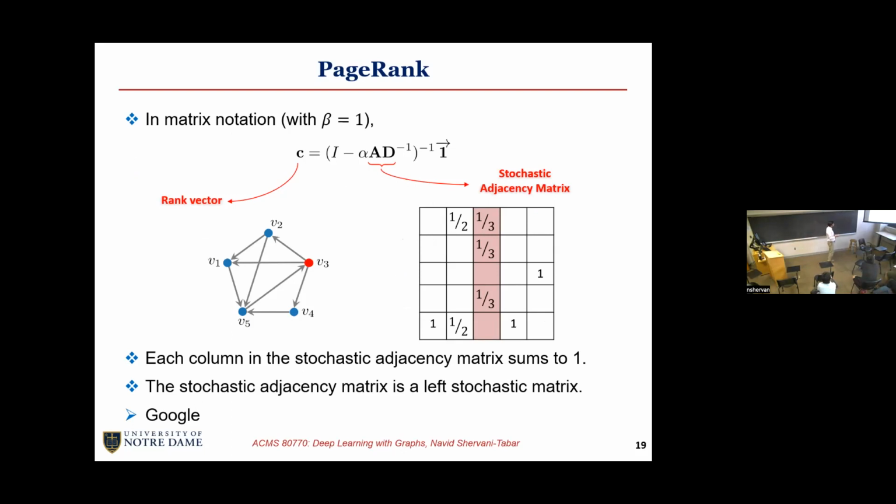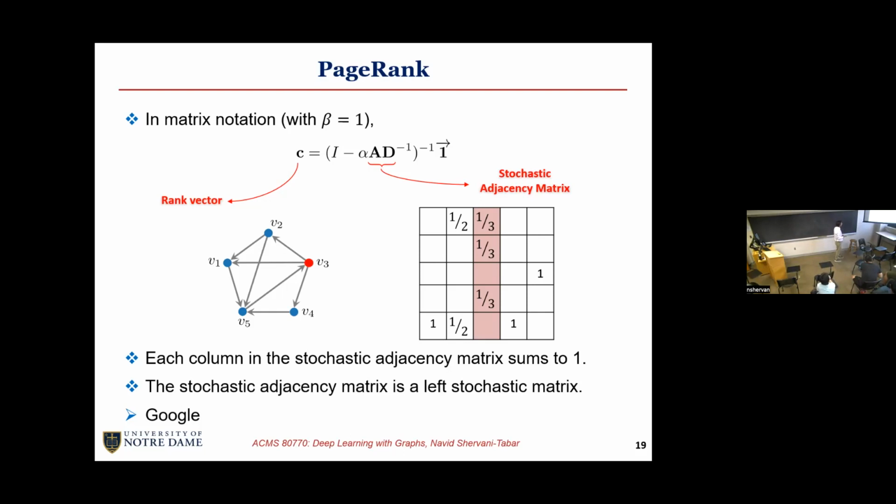So this A D^-1 is usually shown with P or M, and they call it a stochastic adjacency matrix. It is a left stochastic matrix, meaning that its columns sum to 1. Each column you look at looks like a probability.